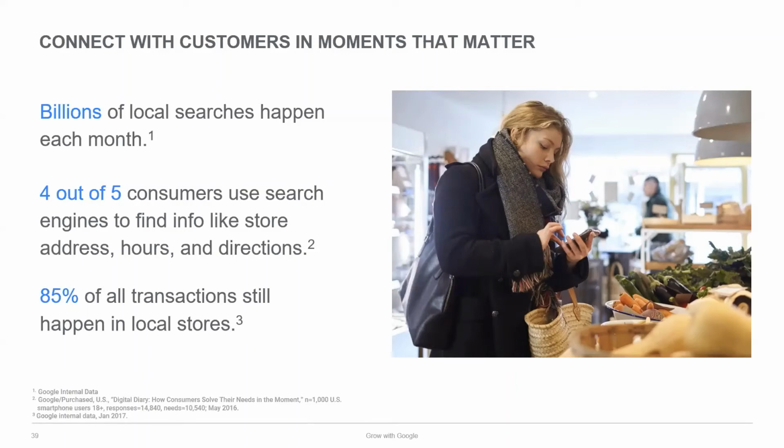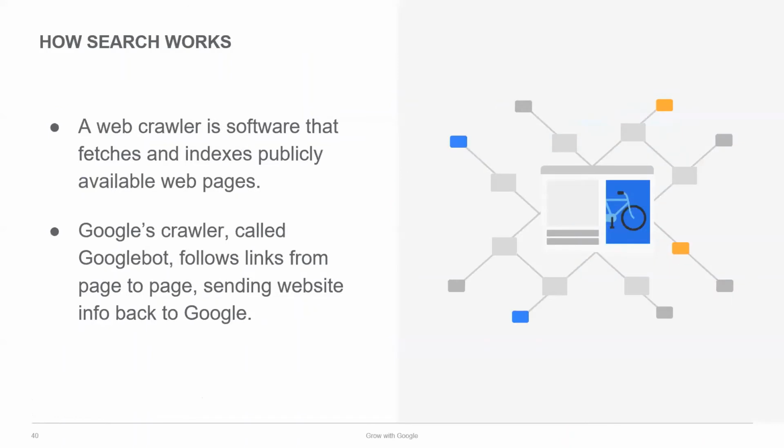It's important to note that customers may start their shopping journey online, but there's still a lot happening offline. In fact, 85% of transactions still happen in local stores. Research shows that people are more concerned with their need in the moment than any particular brand. That means that even if your business is brand new and unknown, you've got a shot at winning a searcher's business if your online presence helps them in a critical moment. With that in mind, let's look at a few different ways that Google can help searchers find you online.